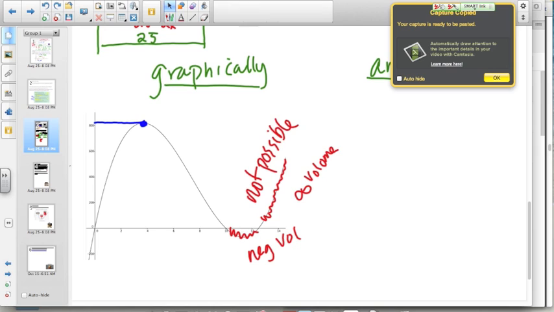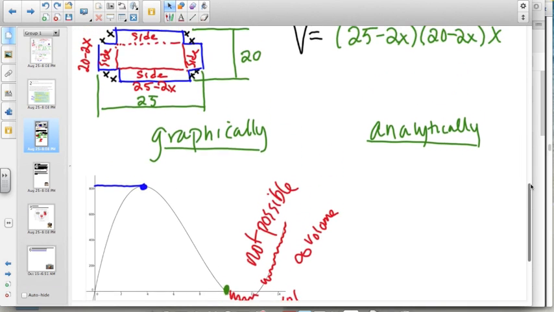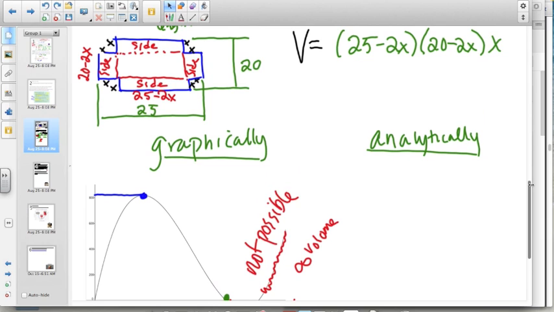So that being the case, what is this point right here? How much volume do we have down there? 0. What is my x value at that location? My x value is 10. So think about the value 10 being put into this expression. What happens? Yeah, the 20 minus 2x becomes 0.